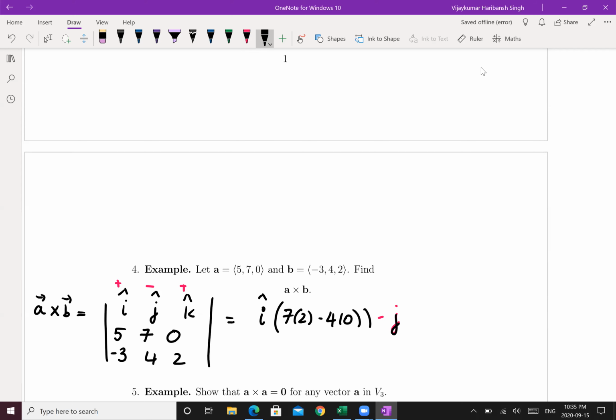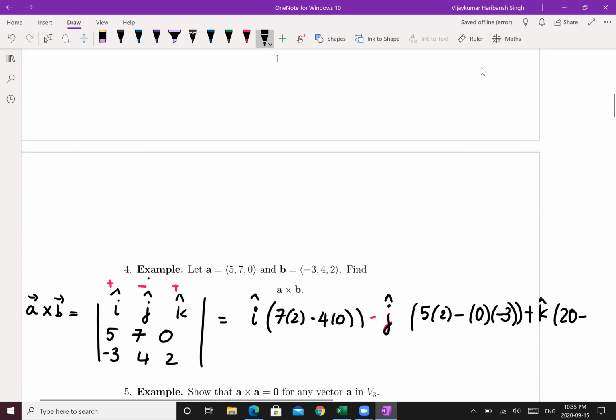So j times, now you ignore this row and this column, and see what you get: 5 times 2 minus 0 times minus 3. Plus k times, now you write down 5 times 4, which is 20, minus of minus, which is plus 21.